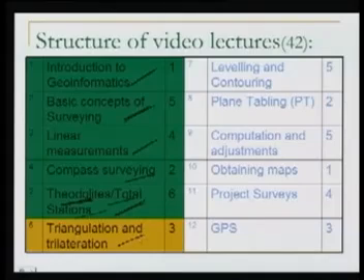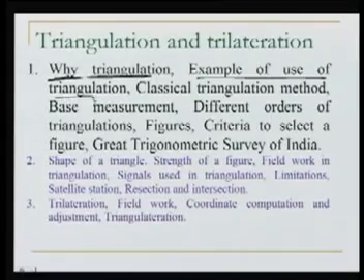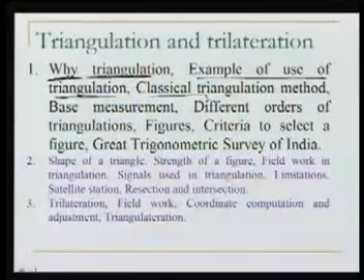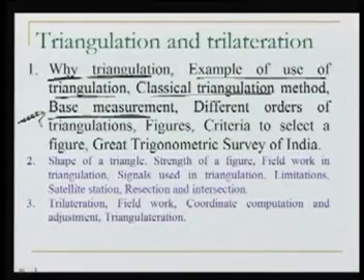So our sixth module is triangulation and trilateration. In this we will begin with the very basic definition. We will see what is triangulation as well as why we need to do it. Then we will see some examples of the use of the triangulation, where exactly in the field we can use it. Then what is the classical method of the triangulation? We need to measure one length, or maybe sometimes 2 or 3 lengths in the case of the triangulation. So what are these methods of base measurement?